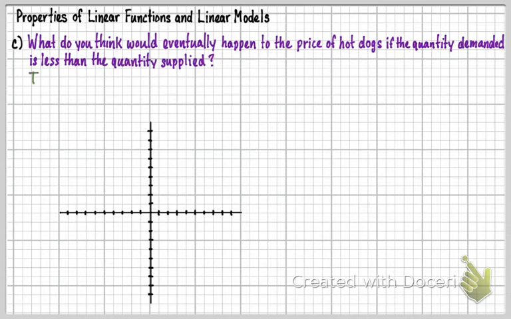So the price, let me use my purple color. The price would eventually decrease. And if you think about it, that kind of makes sense. If you're selling a certain amount of hot dogs, but you have a lot more, you're going to have to go down in price to get rid of them because the amount demanded is less than the amount supplied.